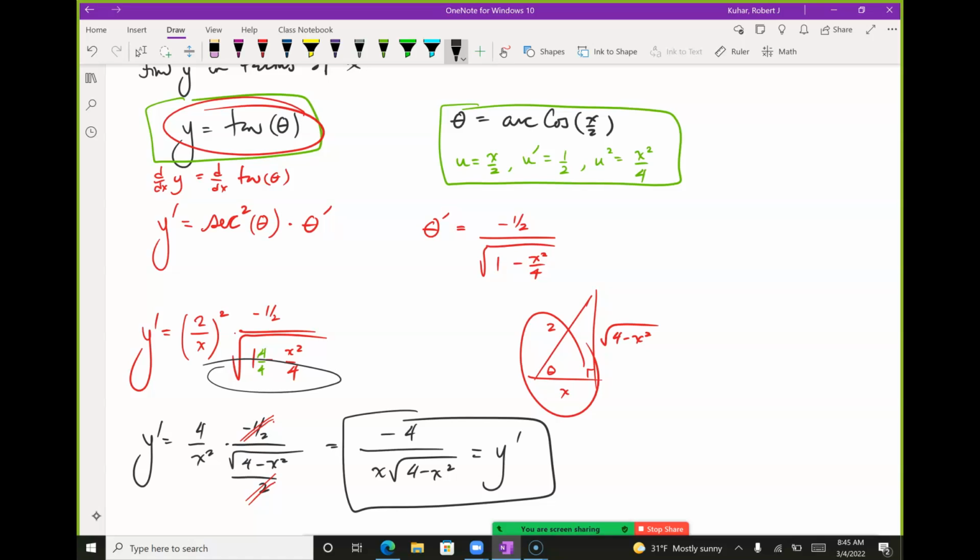Professor, how did you get that last part? I'm assuming it's right before I crossed out the 1/2. So you're talking about here? Fine. Like when you multiplied 4 over x squared in, why do we get x instead of x squared? Oh, because Robert screwed up. Thank you.